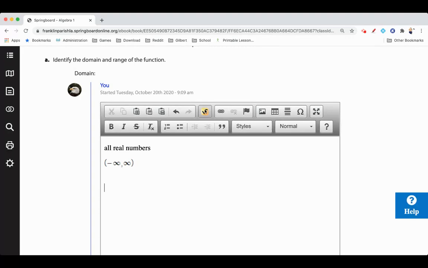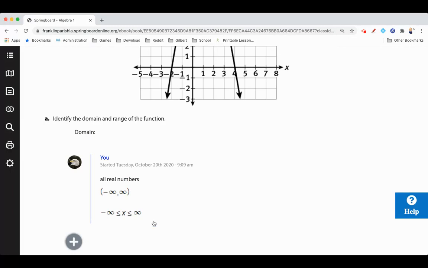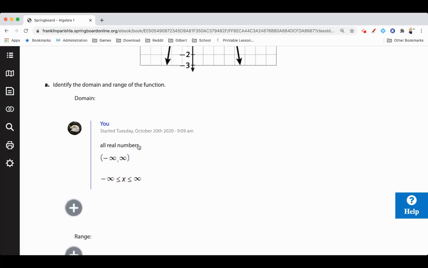And I could do it as an inequality. I could say negative infinity is less than or equal to x, which is less than or equal to infinity. Oop, that didn't show. There it goes, save it. And so that's 3 different ways to write the same information.